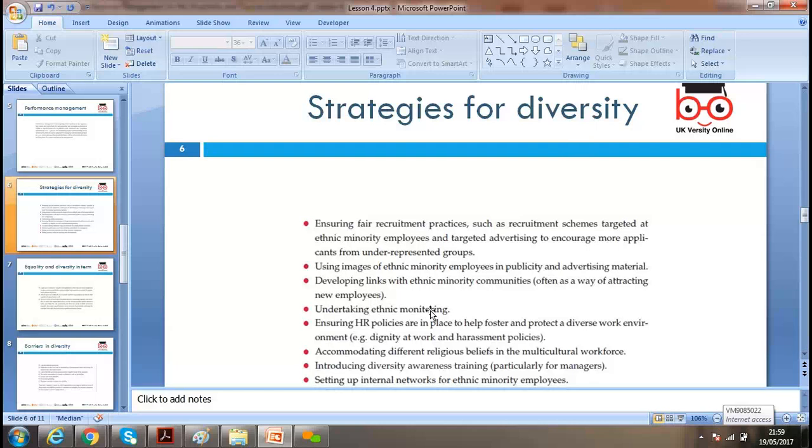So we need to focus on that. Then we need to use images of ethnic minority employees in publicity and advertising material, like different pictures, different backgrounds, different ethnic backgrounds. So we need to look around and publish that in our magazine as fair representation. So develop links with the ethnic minorities in the community, attracting new employees from different groups.